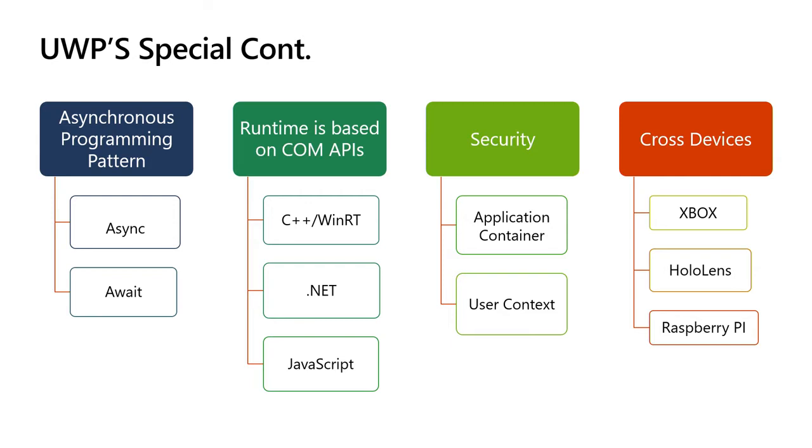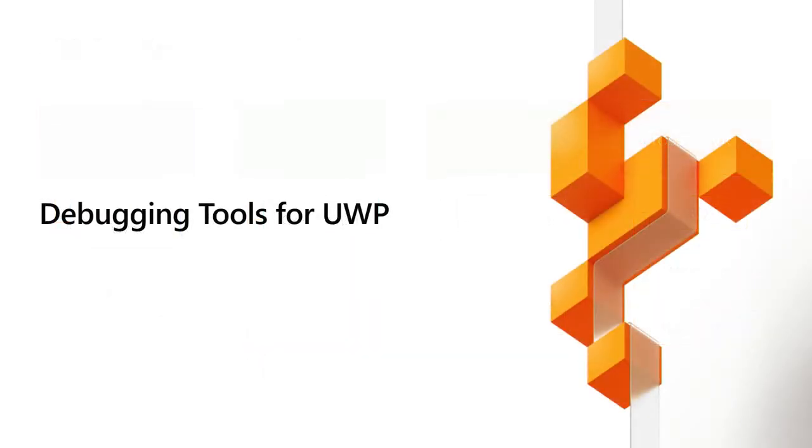UWP can easily be run on multiple devices. Normally, we can use the device portal to check the remote application performance or to capture a memory dump. But we know that sometimes we need to use Visual Studio to run remote machine debugging. So that's all for this part. Now let's take a look at the debugging tools for UWP.